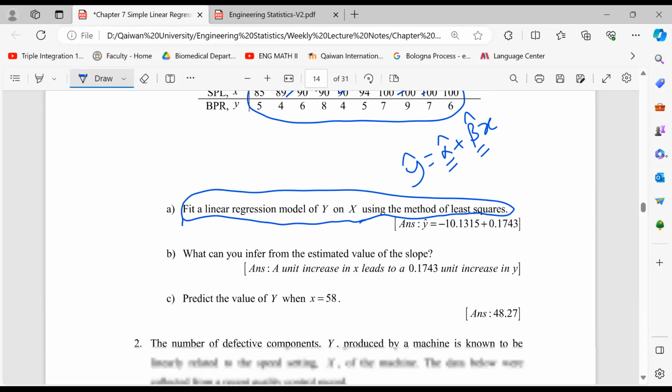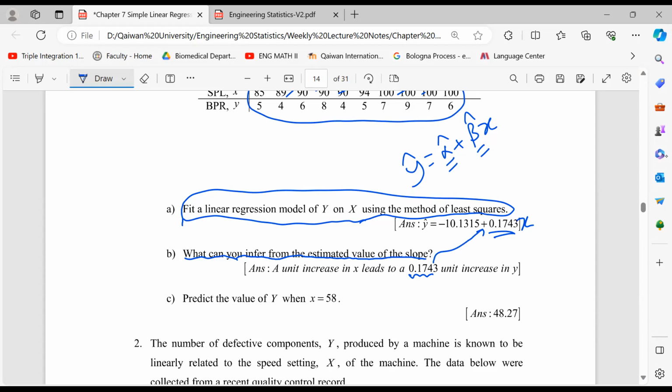Here, in the answer, we must have x also. Then it says, what can you infer from the estimated value of the slope? Look, the estimated value of the slope is the value of beta. If beta is negative, we say the slope is negative. Here, beta is positive, greater than 0, so the slope is positive. You just say that as the answer for this question. The slope is the value of beta.